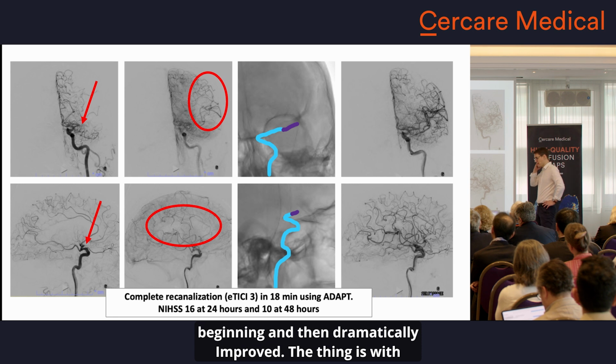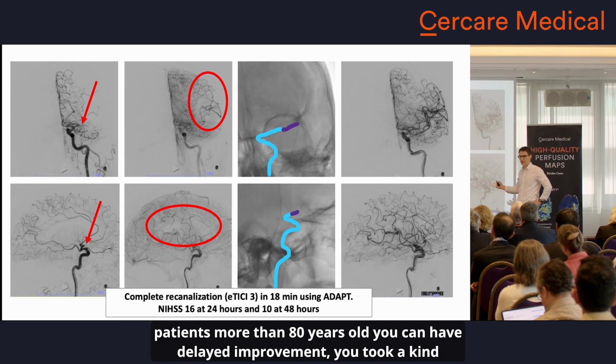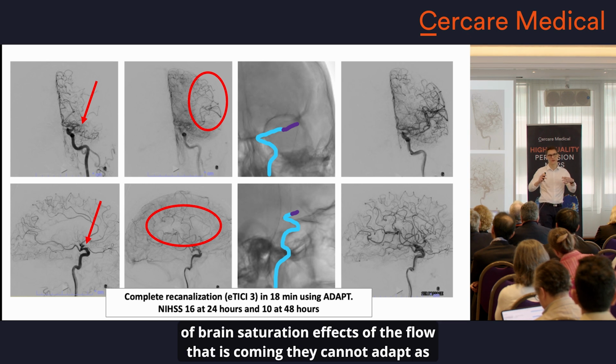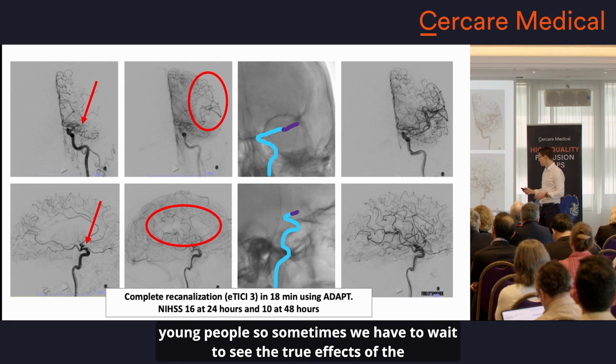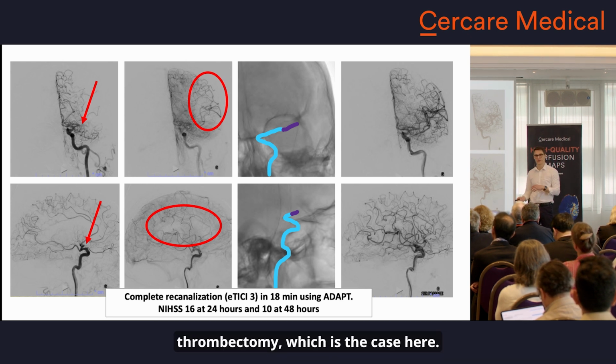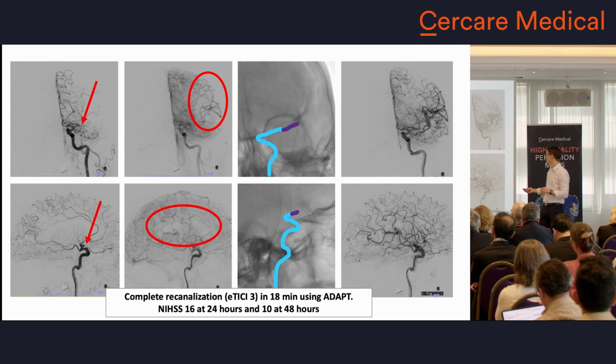The thing is, with patients more than 80 years old, you can have delayed improvement due to a kind of brain saturation effect of the flow that is coming. They cannot adapt as young people. So sometimes we have to wait to see the true effect of the thrombectomy, which is the case here.